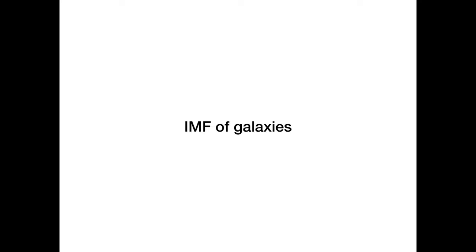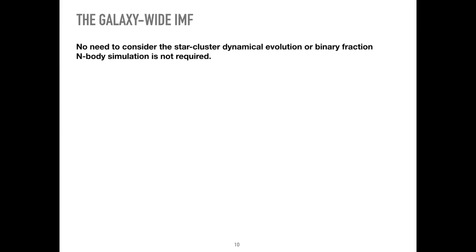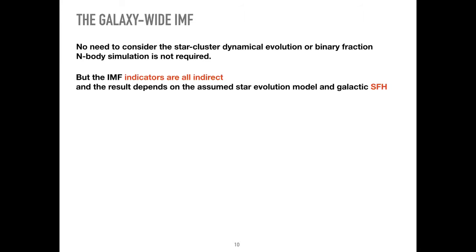Now I will talk about the IMF of galaxies. There is one advantage of looking at galaxies: you no longer need to worry about the dynamical evolution of star clusters losing stars, or binary fractions that you cannot resolve, because you observe the total integrated luminosity of the entire galaxy. The downside is that all the indicators of the IMF are indirect, and the result depends on your assumed stellar evolution model, and especially the star formation history of the galaxy.